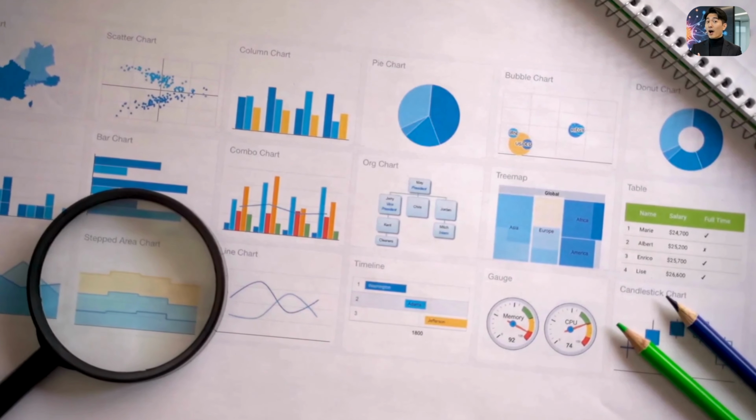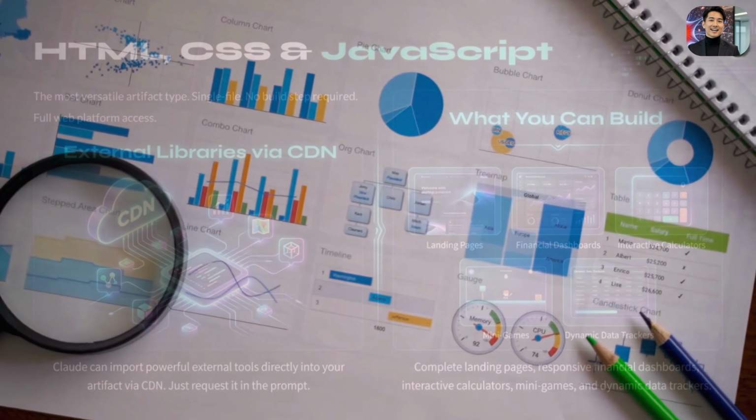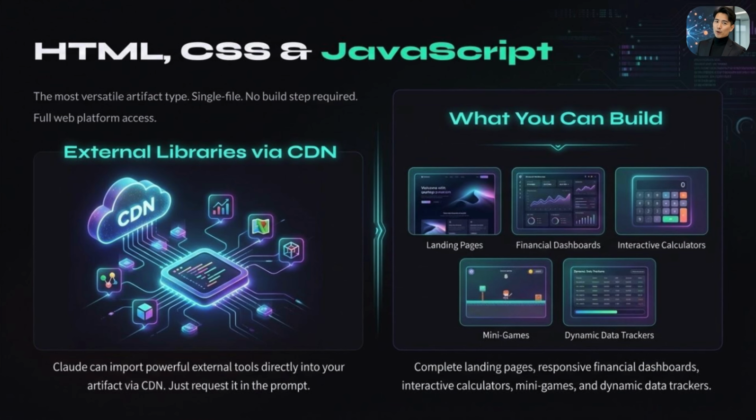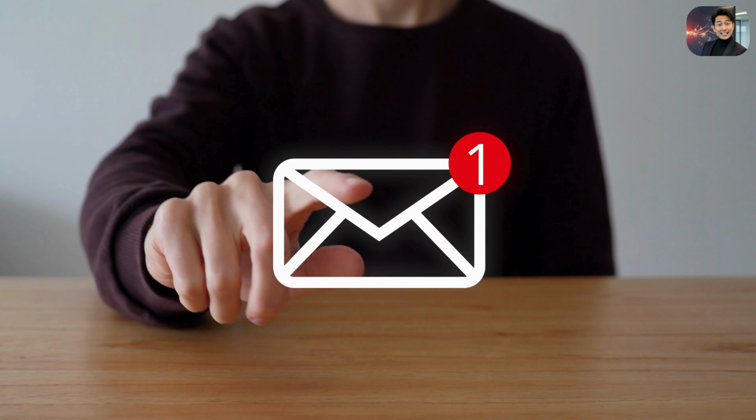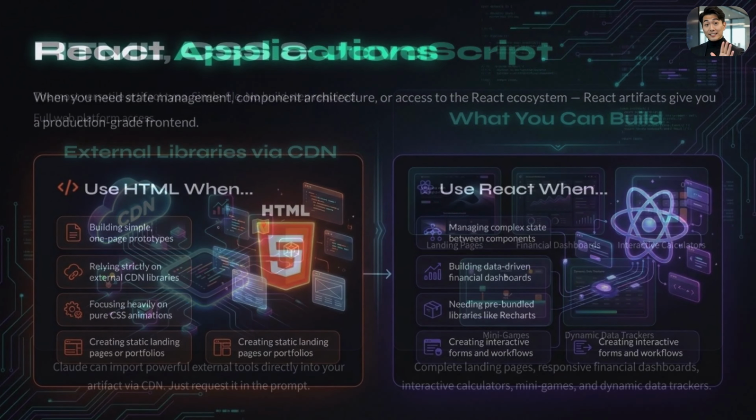SVG gives you scalable vector graphics, icons, infographics, custom illustrations. Markdown renders formatted documents, reports, README files, documentation. And finally, PDF and Word files, downloadable professional documents that are ready to send to a client the moment they're created. We're going to spend the most time today on HTML and React because that's where the real power lives.